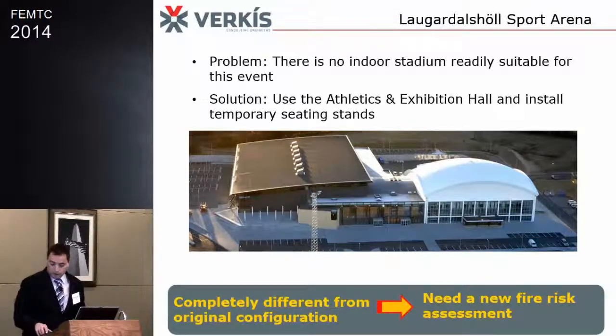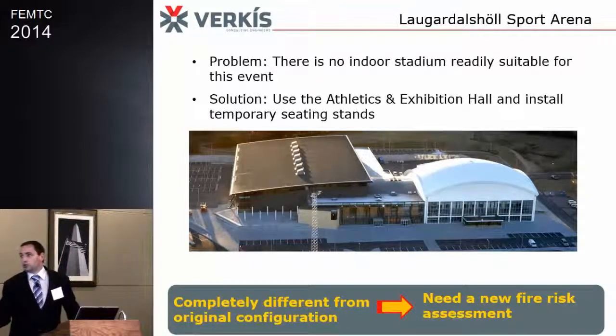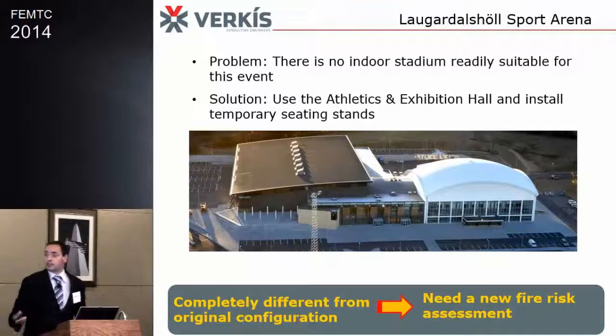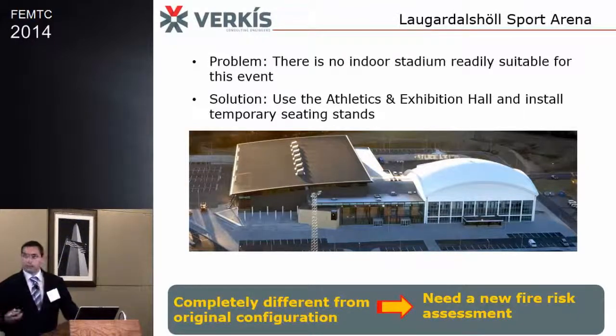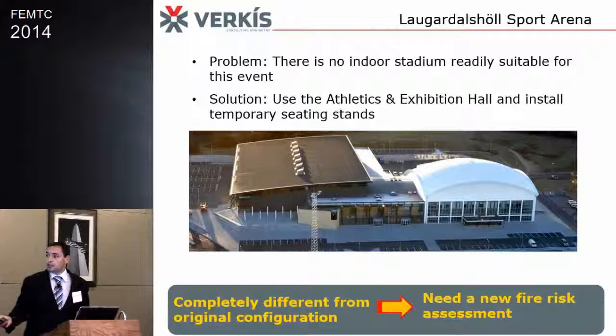So here in the picture, we have what we call the Leadership Sport Arena. This is an older hall that was built, I think, in the 1970s. It's used for handball and basketball mainly. And then a few years ago, they built this extension. And now, all that is called the Athletics and Exhibition Hall that is used primarily for training, exhibition, and concert. But it doesn't have any temporary sitting stands.